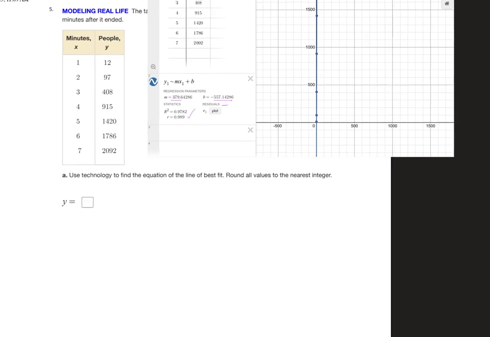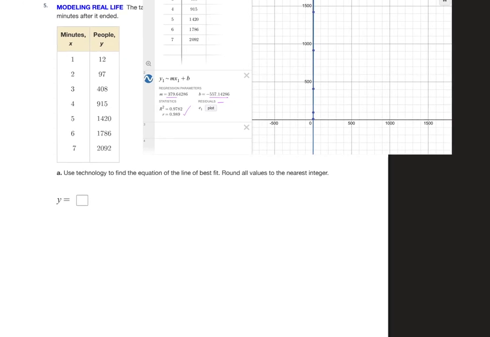So we're kind of doing the same thing we've been doing. Use technology to find the equation of best fit. Round all values to the nearest integer.